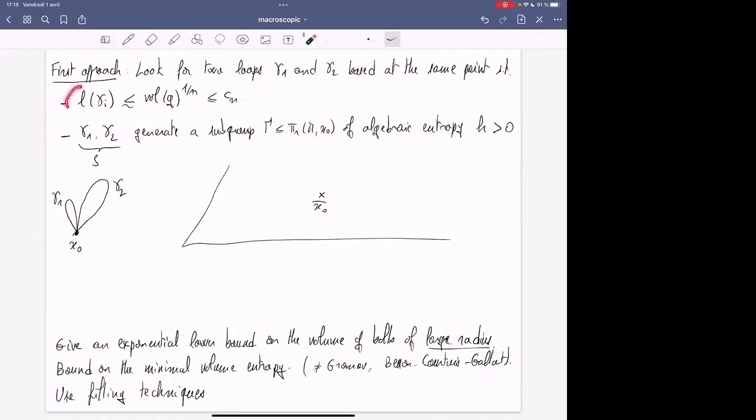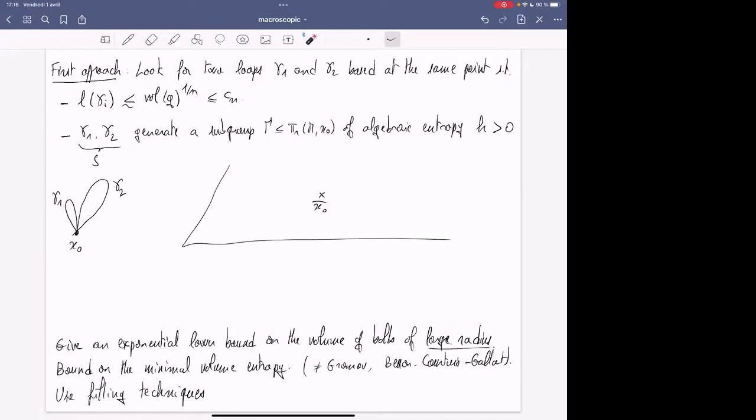So the first condition is that the length of these loops should be controlled by the volume of the manifold. And since our volume is small, we get this kind of bound: remember, the volume is less or equal to delta r. So that's the first condition on the length, on the geometry, and you also want those loops to generate a subgroup of algebraic entropy.